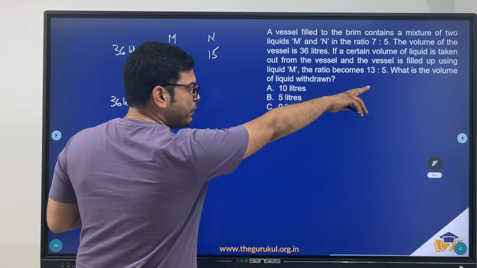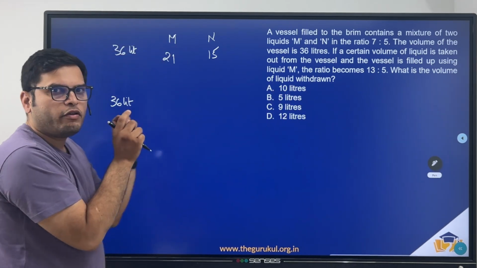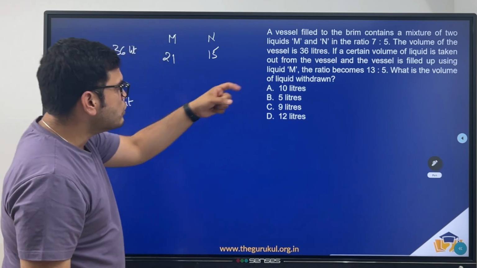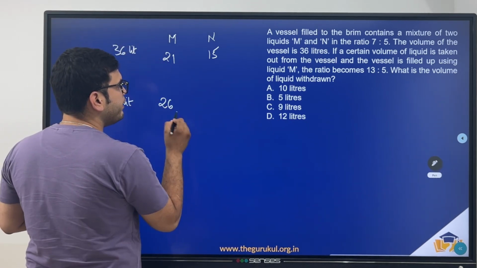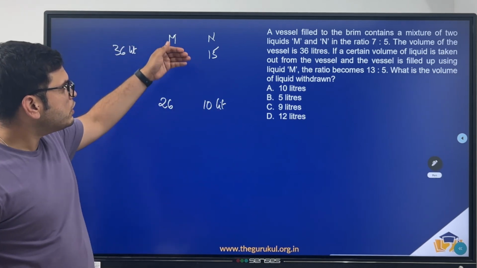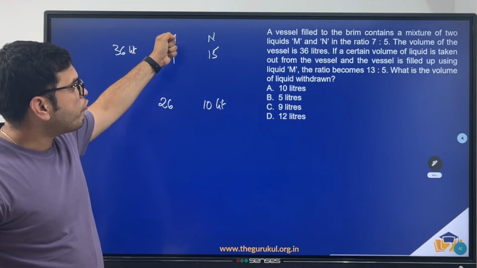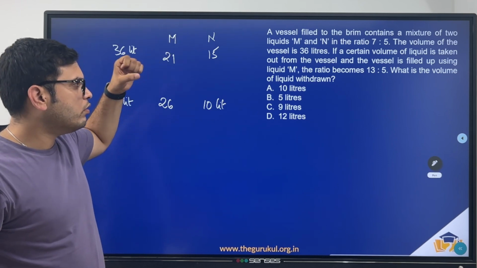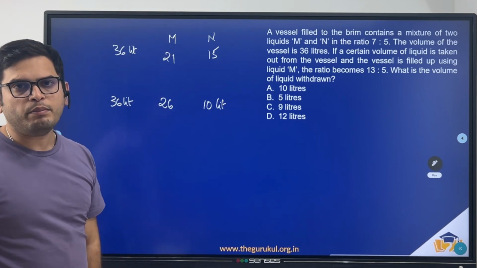So total 18 parts. 18 parts is equal to 36 liters. The value of one part would be 2 liters. So 13 parts, 26 liters, and 5 parts, 10 liters, right? So initially there were 5 liters of liquid N in the mixture. After removal of some amount, that has become 10.